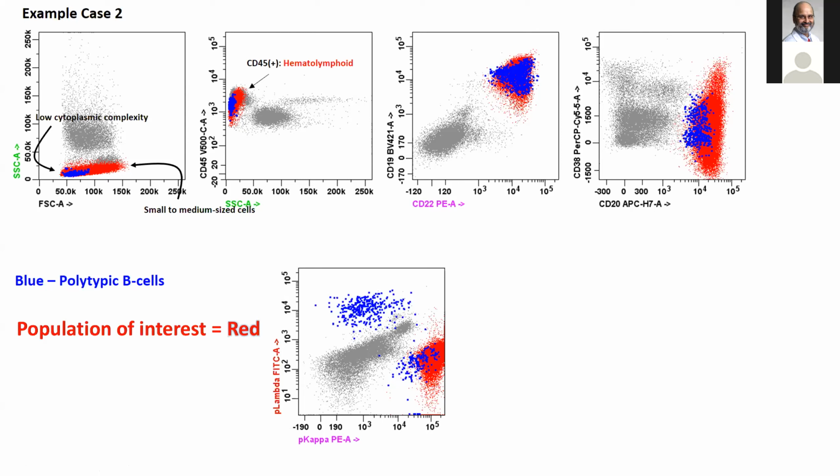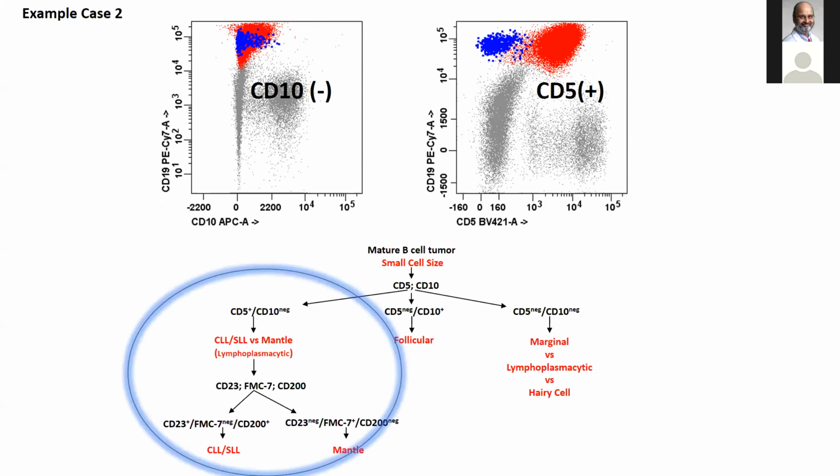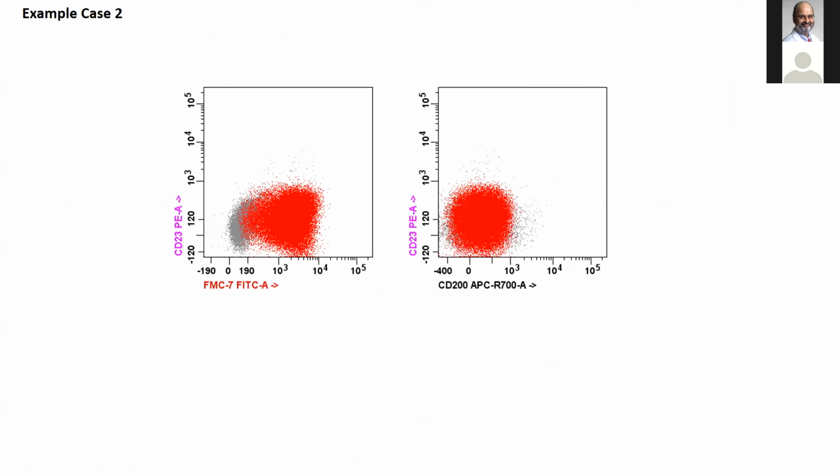They're nicely CD45 positive, so we know they're hematolymphoid. They express CD19, 22, and 20, so we know they're B lineage. They're kappa restricted, so we suspect that this is a B lineage neoplasm. We're then going to move on in our algorithm to the 5 and 10. They're 10 negative, 5 positive. That puts us in that same differential diagnosis, the CLL versus mantle cell lymphoma.